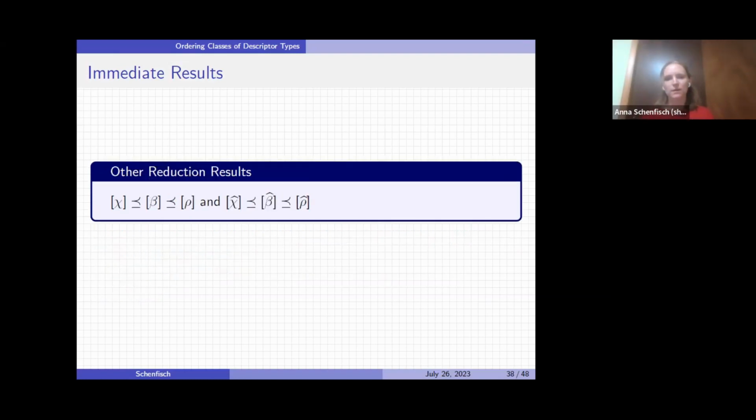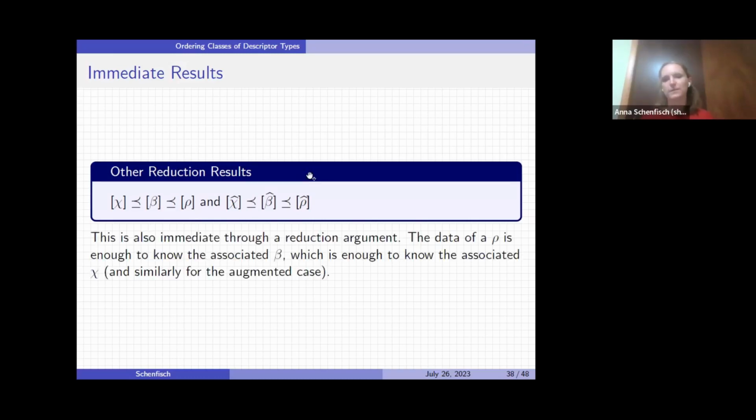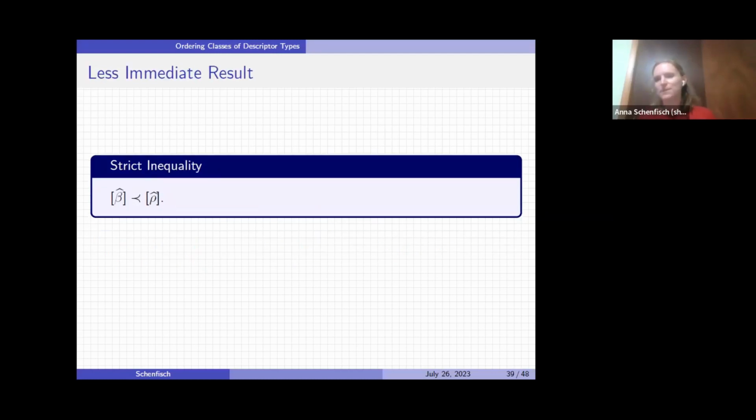All right. Again, through reduction, we can show that we can relate this set of 3 non-augmented and this set of 3 augmented. Again, just through a reduction argument. So notice if I give you a persistence diagram, you can tell me the Betti numbers throughout the filtration. You can tell me the Betti curve. And if I tell you the Betti numbers, you can take their alternating sum and give me the Euler characteristic curve, right? And same for the augmented side of the world. Okay. So those 2 results were just a reduction argument.